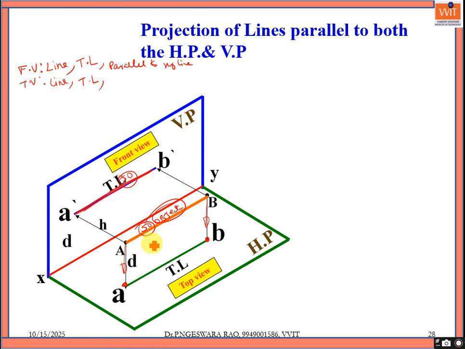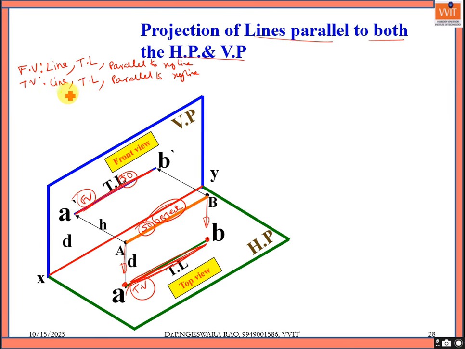And finally, after getting this image in the top view, because this is the top view and this is the front view, the image in the top view is a line, but if you are able to see, it is parallel to the XY line. So that is the conclusion when a line is parallel to both HP and VP. We can conclude that when the line is parallel to both HP and VP, in the front view we need to draw the image as a line with the true length and parallel to the XY line.